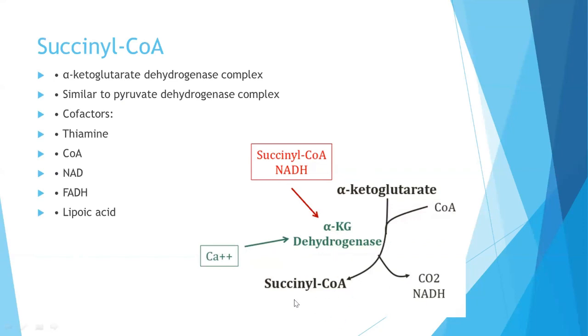So if there is an abundant amount of succinyl-CoA, it will give negative feedback. And also if there is an abundant amount of energy or NADH, then it will again give negative feedback to alpha-ketoglutarate dehydrogenase, and there will be no further formation of succinyl-CoA.